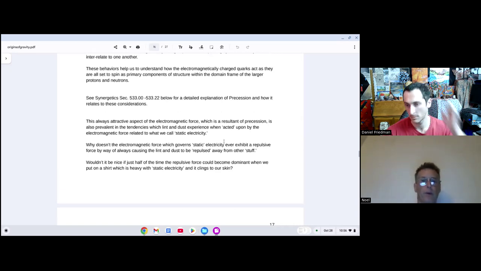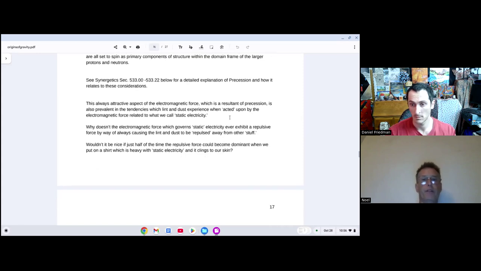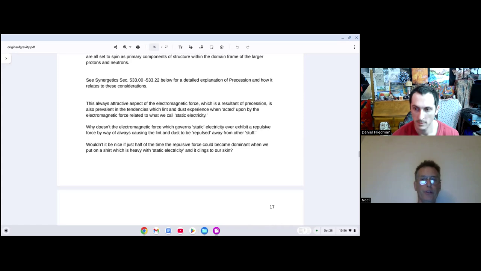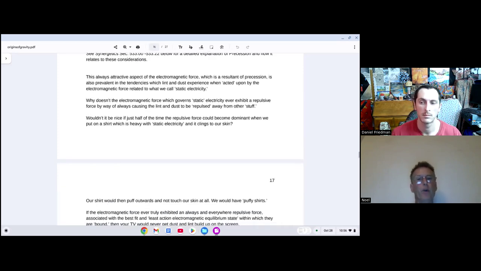So we can think about this also in the always attractive aspect of the electromagnetic force, which is a resultant of precession. It is also prevalent in the tendencies which lint and dust experience when acted upon by the electromagnetic force related to what we call static electricity. Why doesn't the electromagnetic force which governs static electricity ever exhibit a repulsive force by way of always causing the lint and dust to be repulsed away from other stuff?